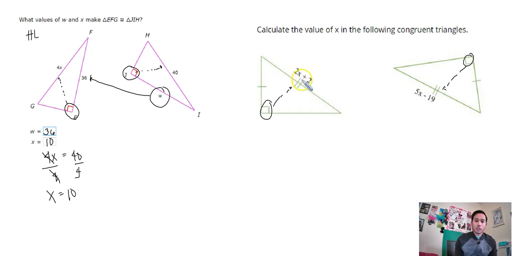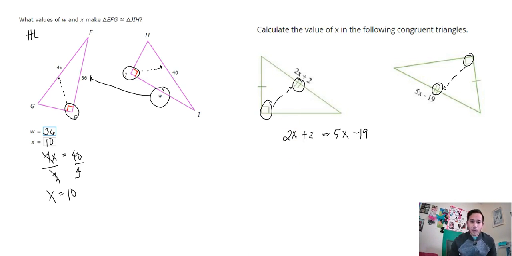So because of this two-line mark here, it symbolizes congruency. Therefore, the measurements are equal. So I can put there 2x plus 2 is equal to 5x minus 19. So from there, you can compute them.